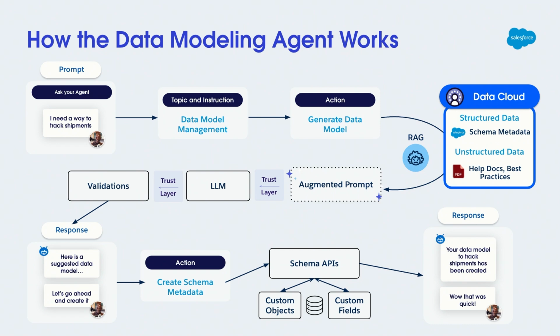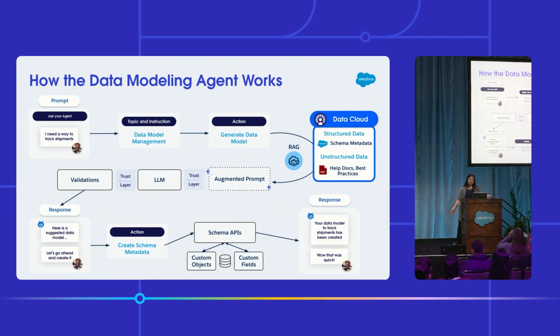And then once you get the response, the data model, today we showed you a list of entities and fields. We're looking into UI UX options of how to better present that information to you. Maybe it's inline editing, maybe it's an ERD. And once you are okay with that data model, we go ahead and commit it with the create schema metadata action, which internally just calls our schema APIs.